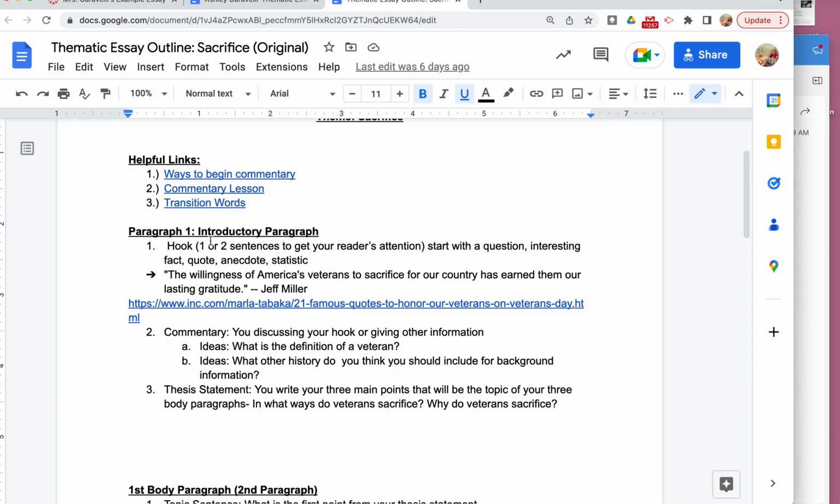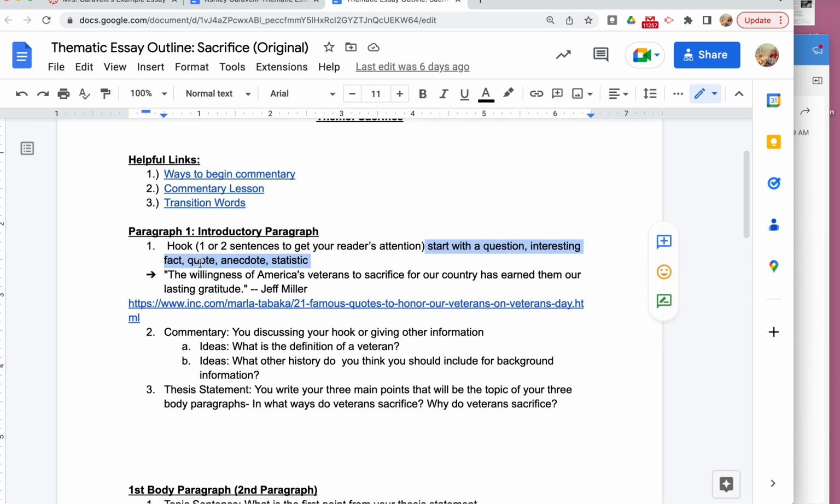Okay, so your hook. Your hook is going to be right here, your first sentence or sentences, and it's going to get your reader interested in what it is that you are writing about. So here are all the ways that you can start your paper. So you can have a hook that's a question hook. The question needs to be something that is interesting, that's thought-provoking, and your reader has to actually read your essay to get the answer. It can be an interesting fact that you get from the internet.